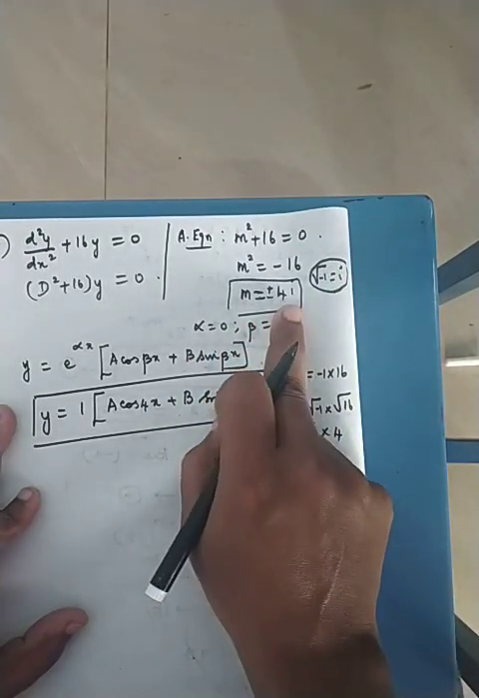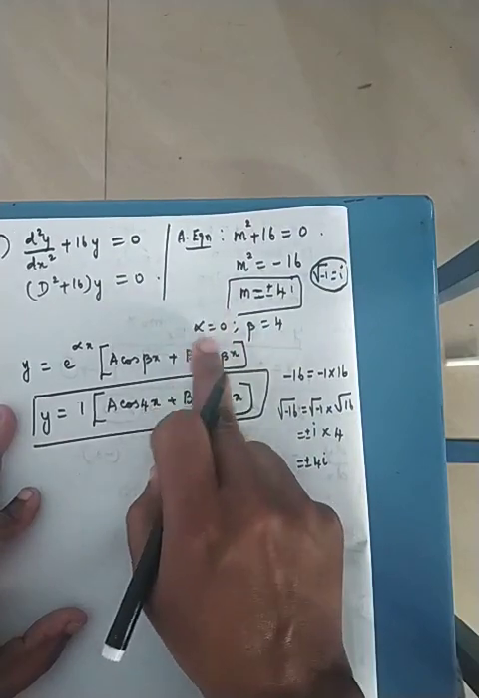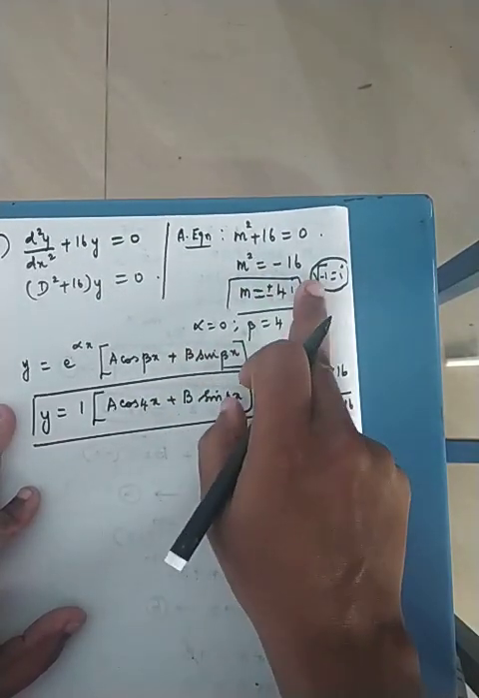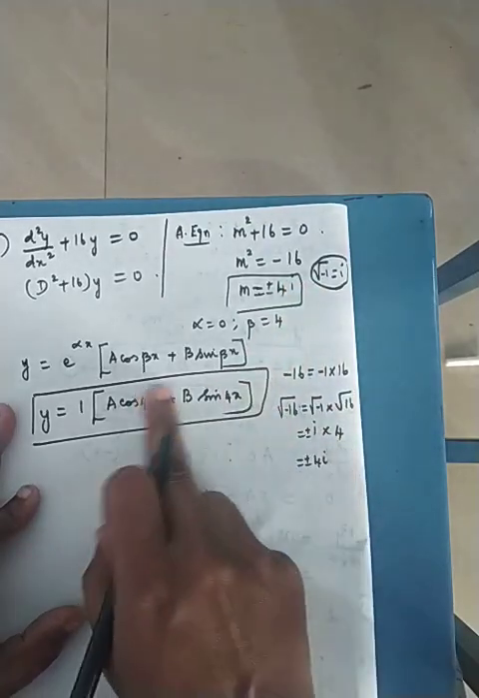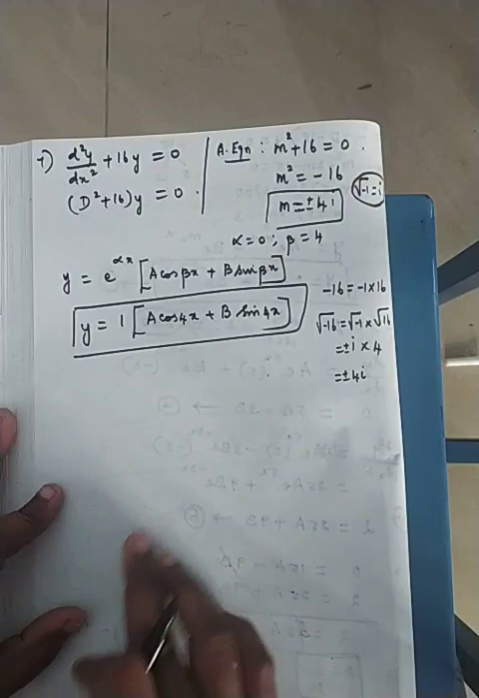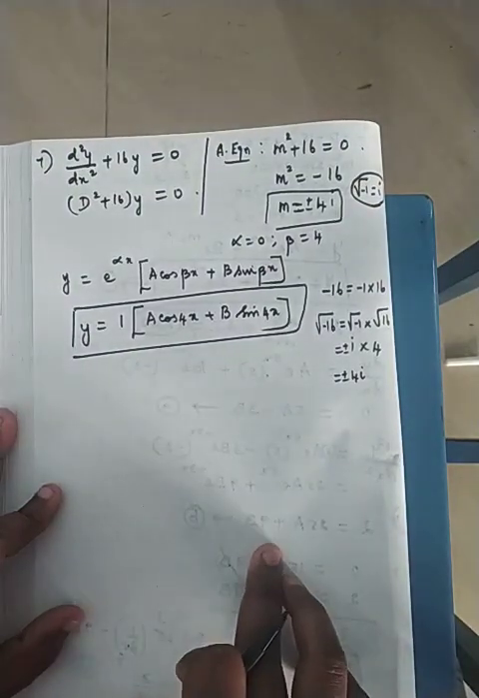So when I write plus or minus 4i, I don't have my real part. Only I have my imaginary part. So in this case, just remember this as of now. We will see the next type of problems in the next class.